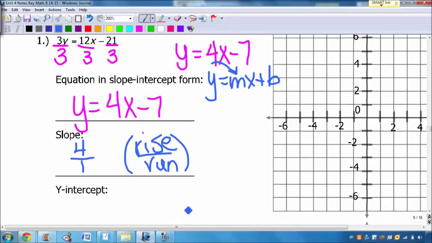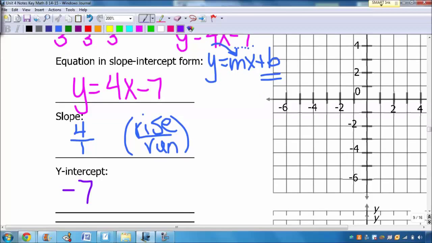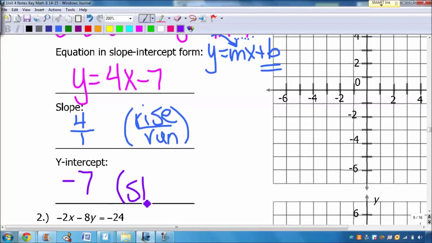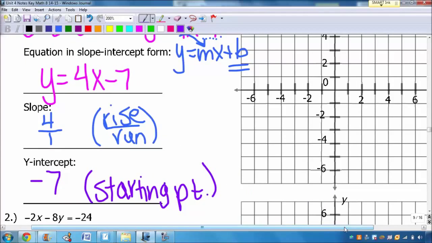And then the y-intercept is the b value, the extra number that's added on right here. So the extra number added on right here is negative 7. So that means I would start at negative 7. Don't forget that your y-intercept is your starting point. Please be careful and make sure that you start on the y-axis, okay? Because it's the y-intercept.